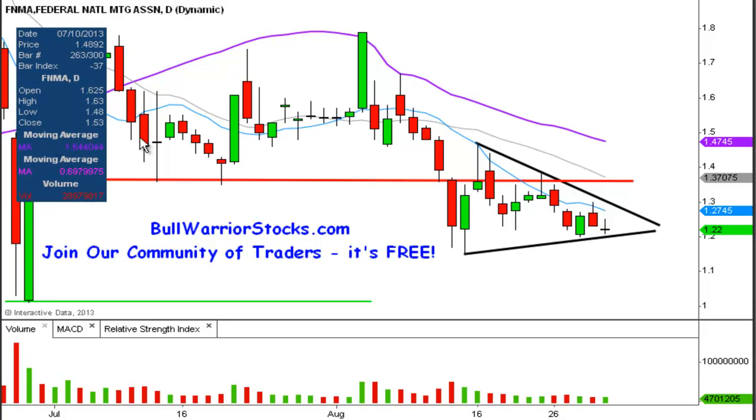So that's where the chart currently stands going into next week. We'll have to sit back and see what happens. If there are any other questions on the chart, please let me know.